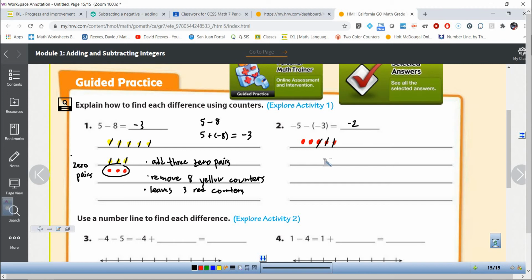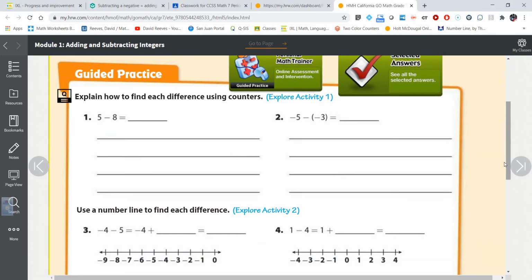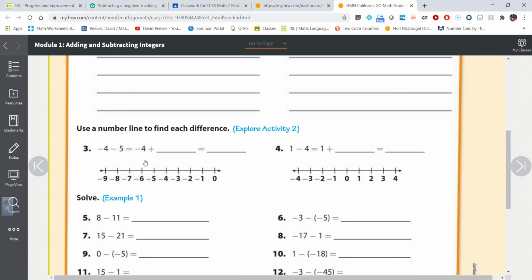All right, so this would just be remove 3 red counters, leaves 2 red counters, right? So the answer would be -2. Alrighty. Okay, so that's how we would do that one. Find each, use a number line.